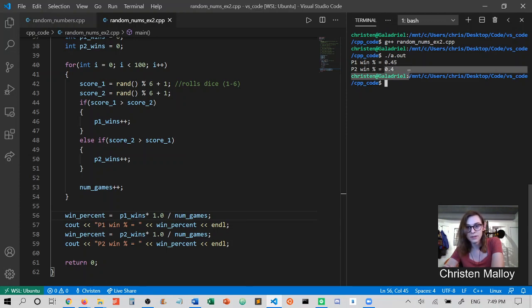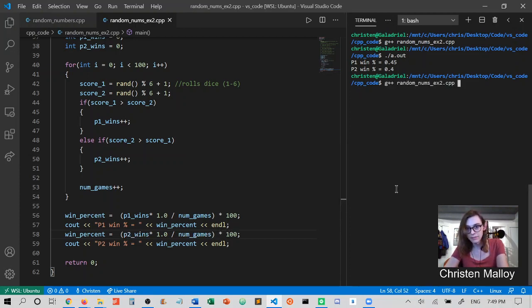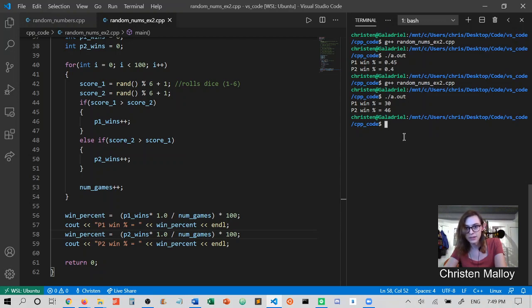Player 2 won 40%. Now, if we were to take all of this and multiply it by 100, for instance, if I put this in parentheses and then multiply it by 100, and do the same thing here, what we are actually going to get is more of an actual value than a fraction. So let's run that again. You can see here that this is a lot easier to look at. We're saying here that the win percentage for player 1 was 30%, and the win percentage for player 2 was 46%.